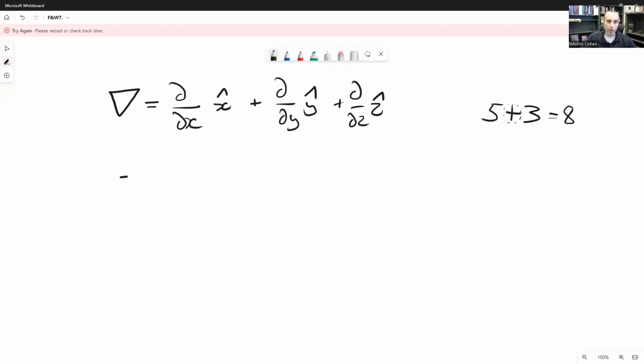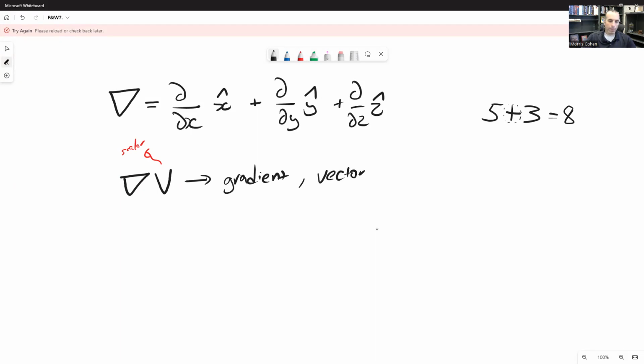So for example, we can take this del operator and multiply it by a scalar field v. So v is a scalar. It could be something like temperature or pressure or cost. Any of those would be a scalar field since there's no direction associated with that. And if we do that, this is going to be something called the gradient. And the gradient is a vector.